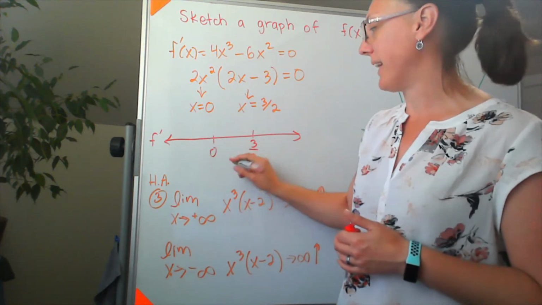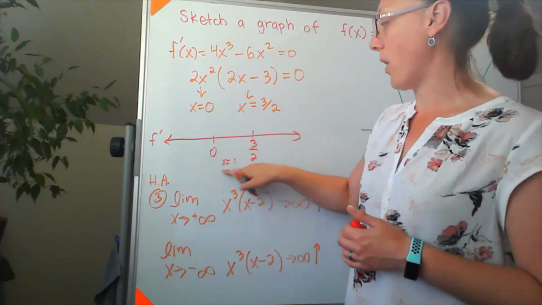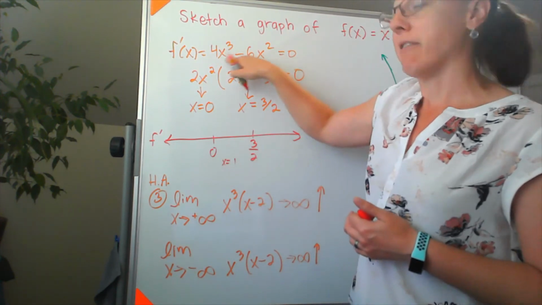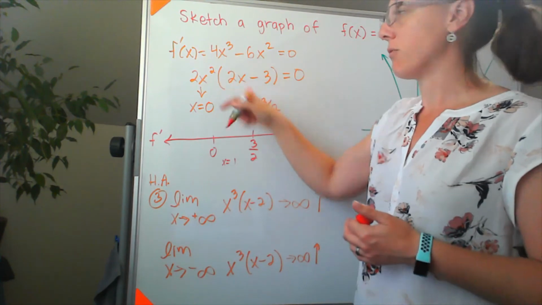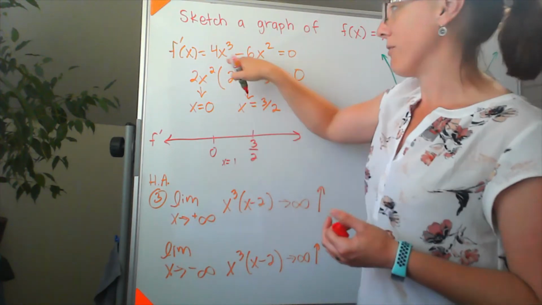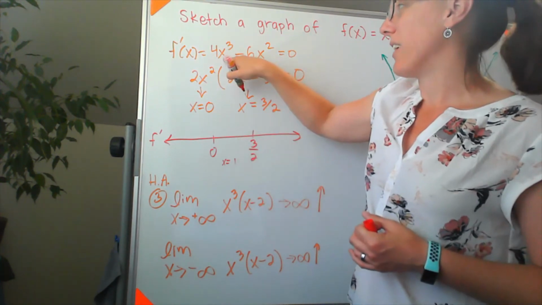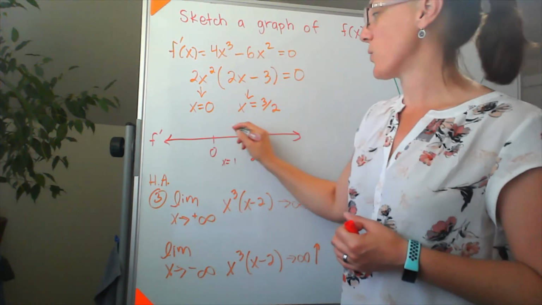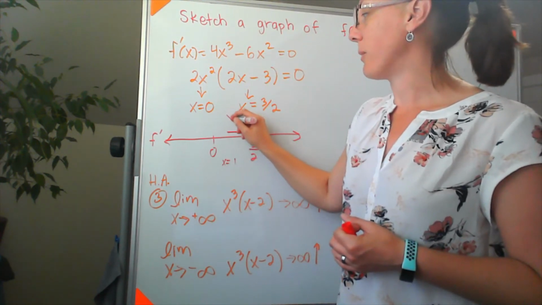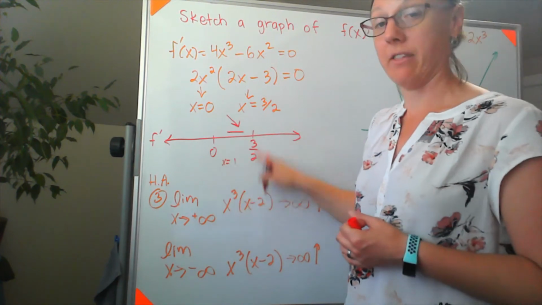If I pick a test point in here, like maybe x equals 1, we can plug it into either that first version of the derivative or the factored form. It shouldn't matter. I'm going for the top. So if I plug in 1, that's going to be 4 minus 6, so it should be negative, meaning my graph should be going down between 0 and 3 halves.